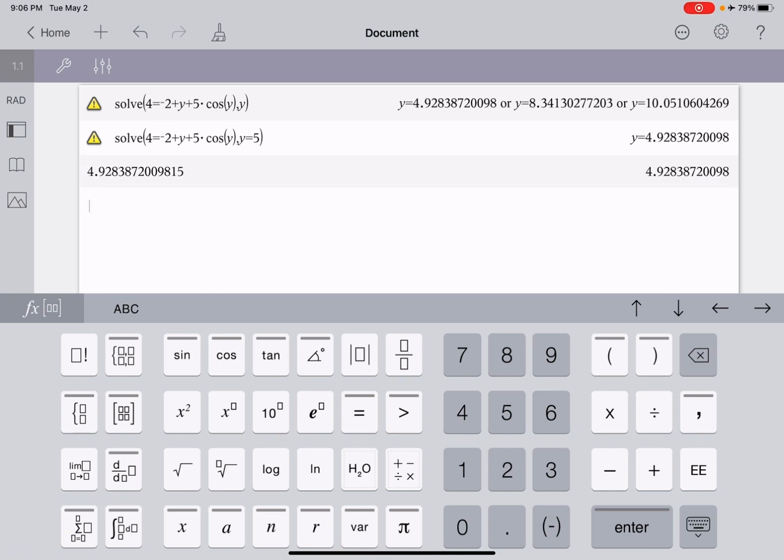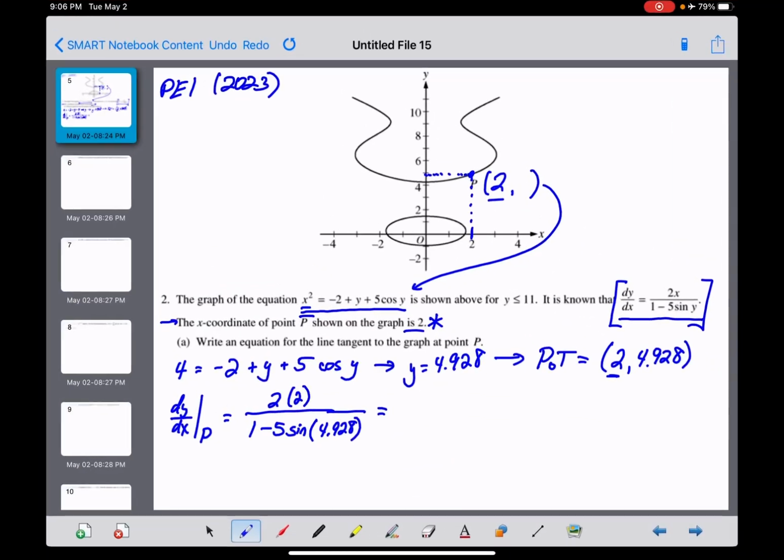Now here's why. What I want to do now is evaluate that derivative, which was 2 times 2 in the numerator. And then in the denominator here, it was 1 minus 5 times the sine. And now for my y value, I can just hit last answer. And that'll get me that number pretty darn precisely right there. That'd be 0.680 if we rounded that to 3 places, and that right there is the slope of our tangent.